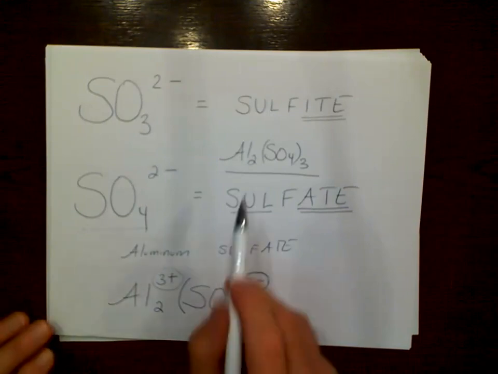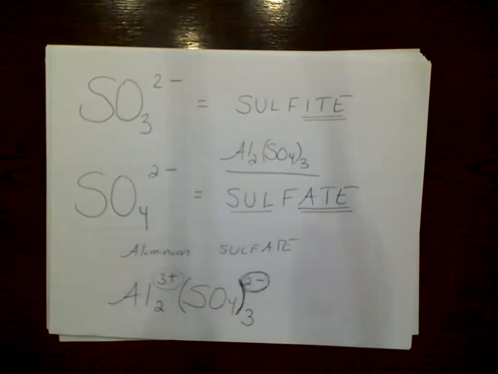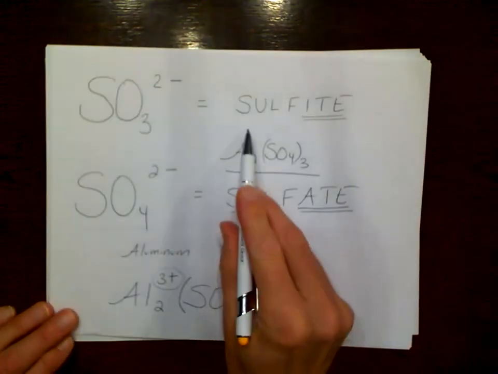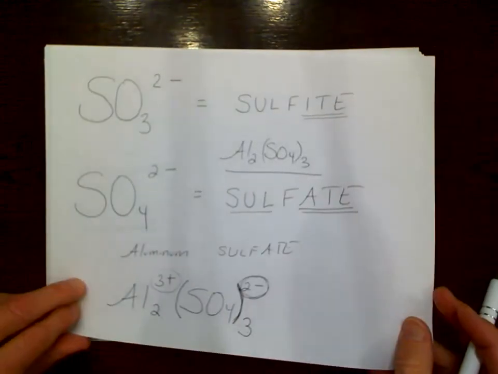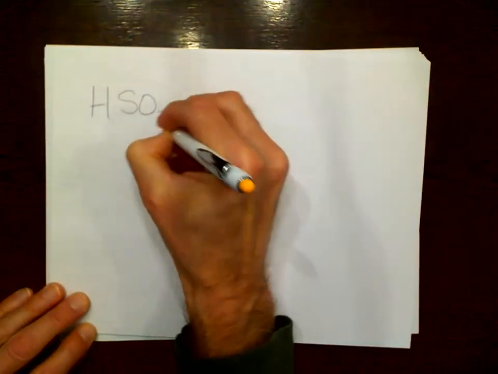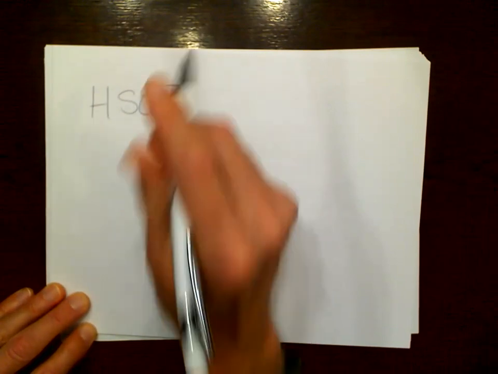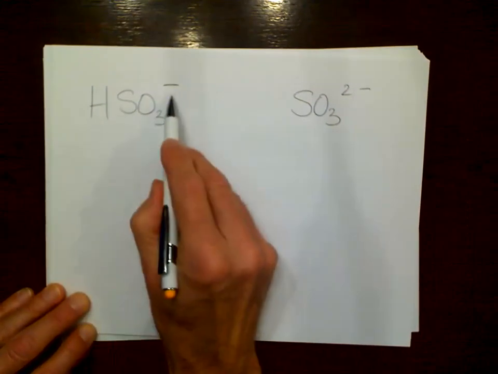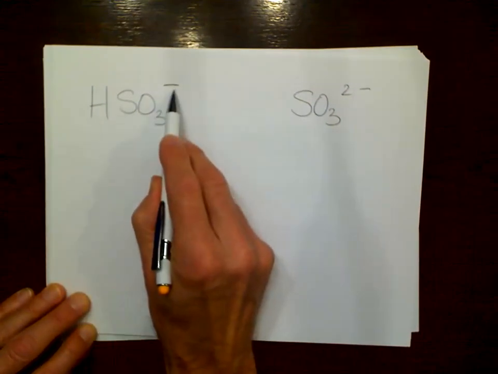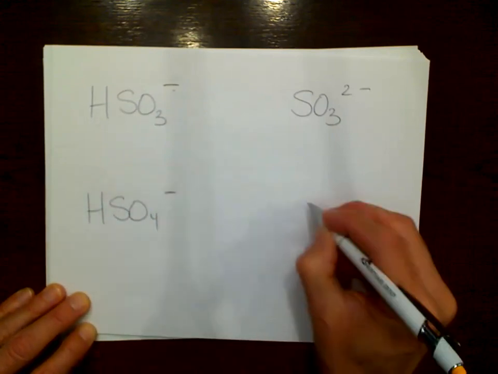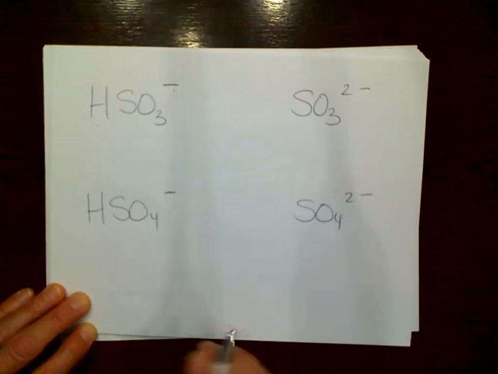And just like there's a hydrogen version of carbonate, where we have hydrogen carbonate and carbonate, we also have hydrogen versions of sulfite and sulfate. And you can probably guess what the names for those would be. We have HSO3. That's going to just have a negative 1 charge compared to SO3 2 minus. Remember, adding the H plus brings that negative charge closer to 0. And then we're going to have HSO4 with a negative charge, and that's going to be SO4 2 minus, its pair.